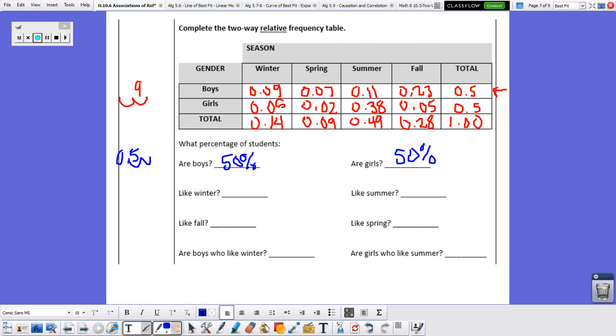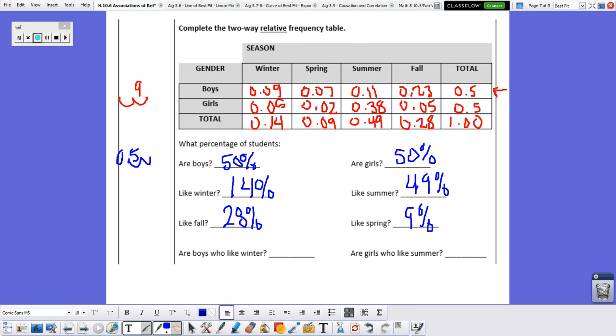How many students like winter? That's a total, not just boys, not just girls. So we're going to go to the winter and the total intersection. And we get 14%. How many like summer? That's another total, and it looks like 49%. How many like fall? That's another total. Go to the fall column. Total, we get 28%. Like spring, same thing. Total, 9%.